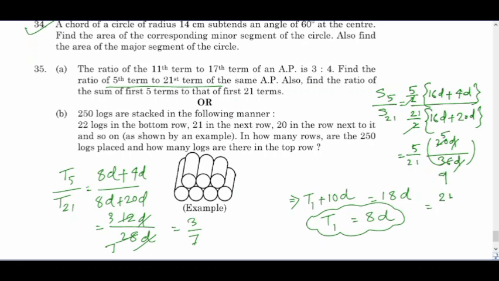So this is 25/21 into 9 is 189, 25/189. Now the ratio of first 5 terms to that of the first 21 terms is 25/189, that is your final answer. Okay, the first answer is 3/7, the second answer is 25/189. Okay, fine.